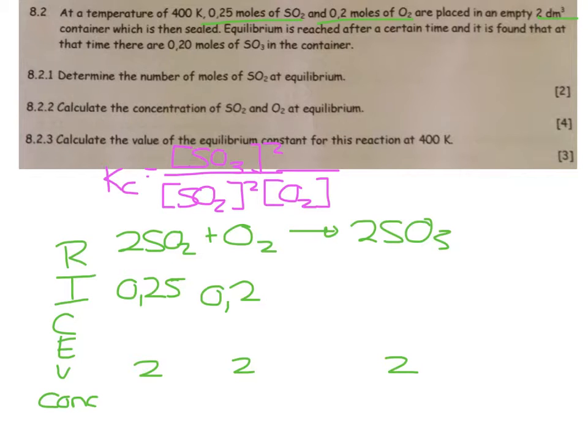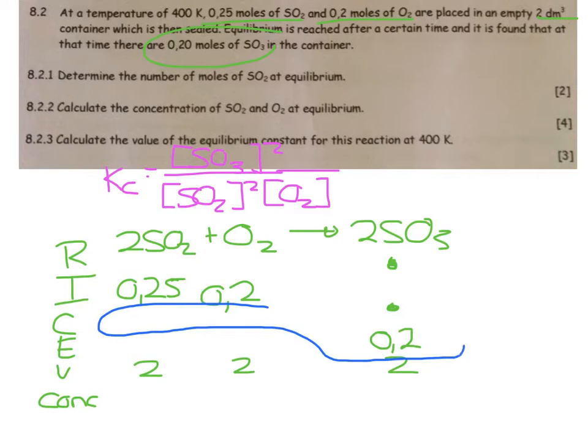Equilibrium is reached after a certain time, and it is found that there are 0,2 moles of SO3. So at equilibrium, I have got 0,2 moles. I don't start with any SO3. I don't consume any SO3. I now link the consumed of the reactants with the equilibrium of the products, and I say 0,2 is to 0,2 is going to be to 0,1. So it's 0,1 over there and 0,2.